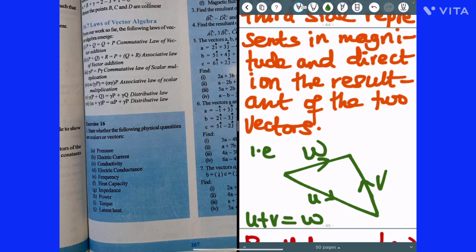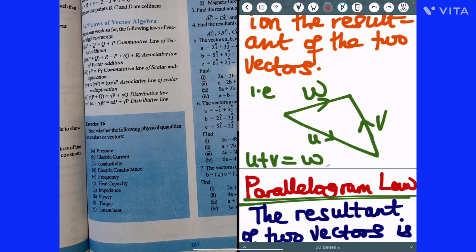This is the same thing as saying if you go from this point to this point like this, and then go from this point to this like this, all that you have done is the same as going straight from this point to this point. So U plus V is equal to what? W. So take note of that. Very important.